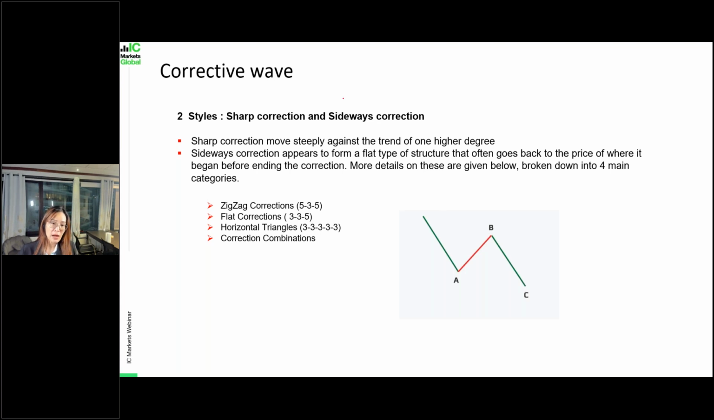Let me move a bit quicker so we have time to look at the chart later. So now we're going to move to corrective wave. There will be two styles of corrective wave. One is sharp correction and another one is sideways correction. The sharp correction is moving steeply against the trend of the higher degree, like they move really steep down like that. There will be four main types of sideways correction: zigzag, flat, triangle, and combination.